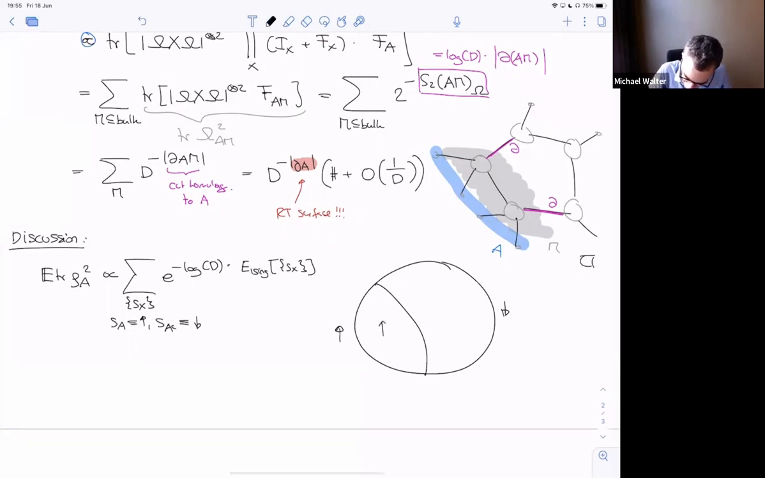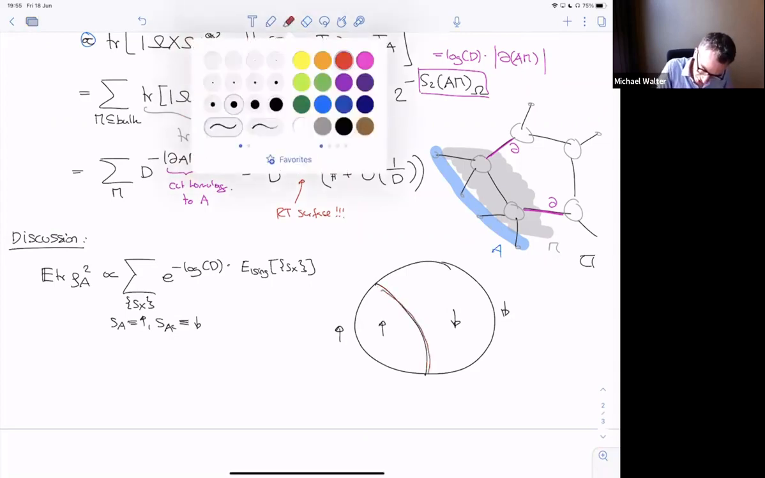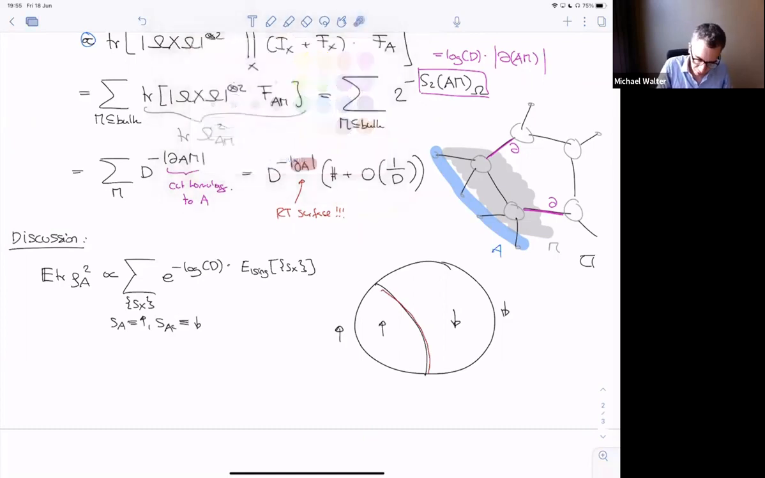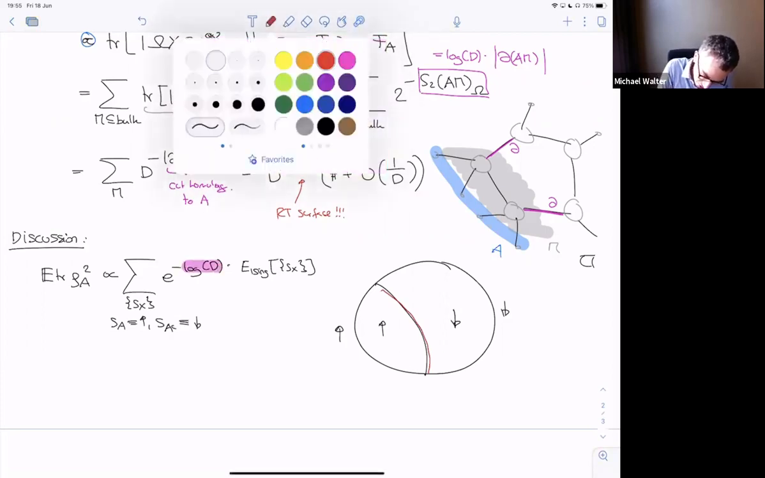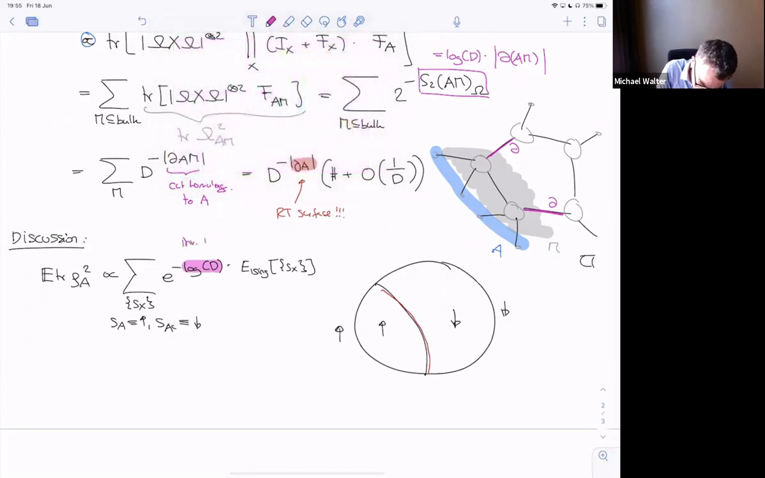Well, clearly we want to fill this domain with spin up, this domain with spin down. And then the energy cost of the ground state is proportional to the size of this RT surface here. Okay. And if you study this model at very low temperatures, then we would expect that this partition function is dominated by that. Low temperature means high inverse temperature, but it also means high bond dimension. So this is basically inverse temperature.